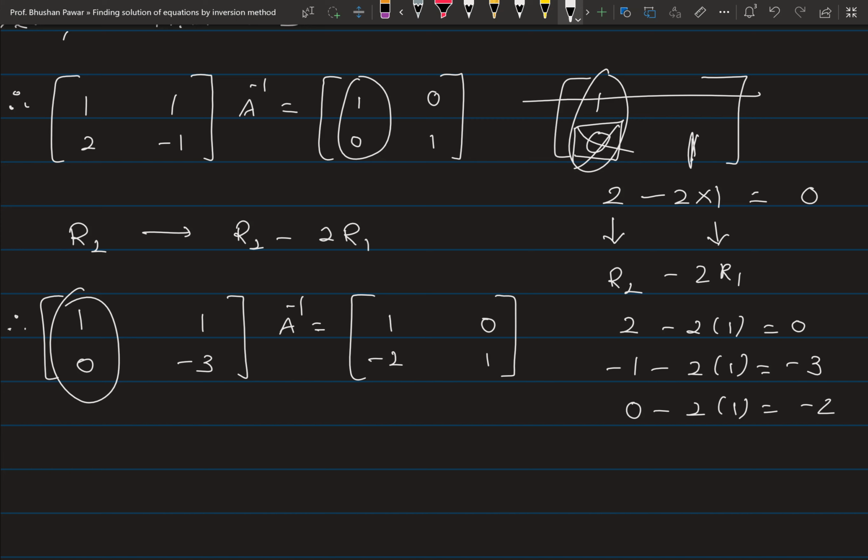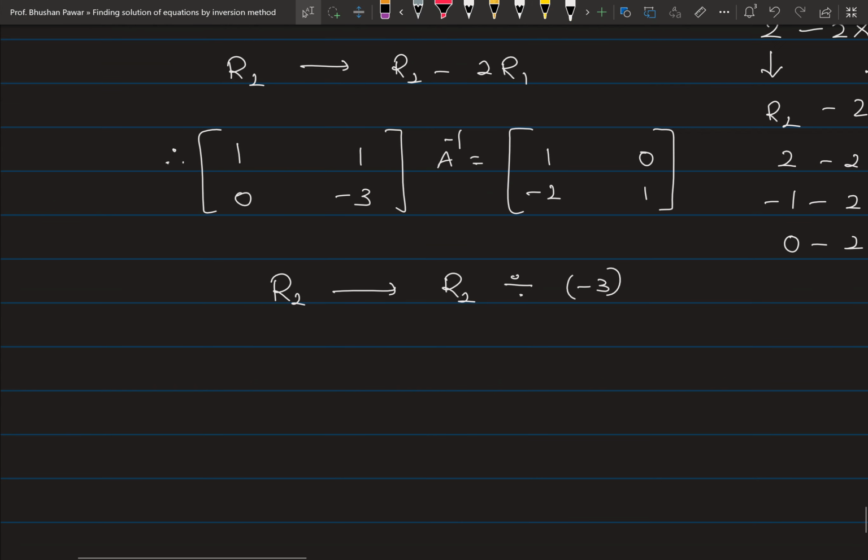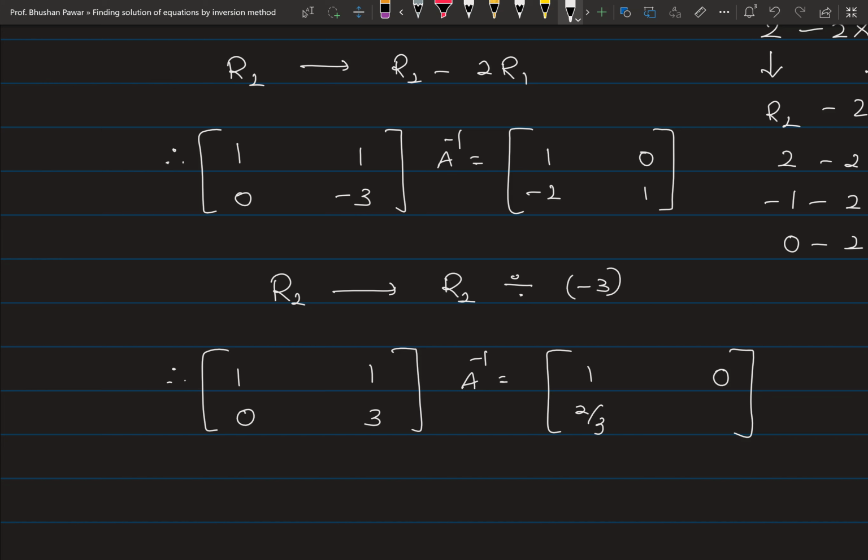Now look at this question. Now in the place of 1 I have minus 3. So the only choice left to get 1 is divide by minus 3. So R2 gives R2 divided by minus 3. Therefore we copy R1 as it is, 1 1 1 0, and each element of R2 will be divided by minus 3. So I will have this one, sorry, this is 1.